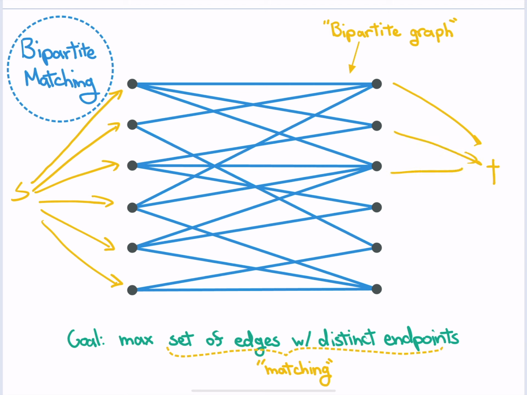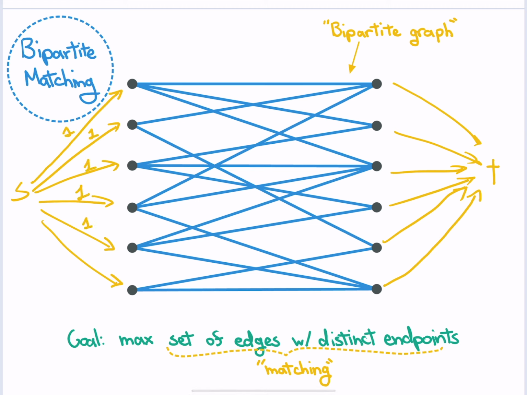Okay, so I think this is what you're saying. Okay, like that. Now we need to assign capacities. So what capacities would you assign? Okay, ones everywhere.